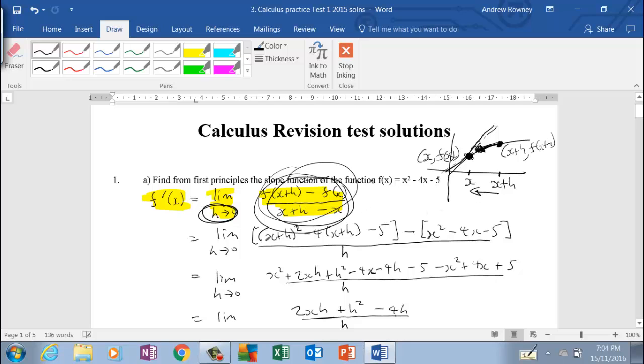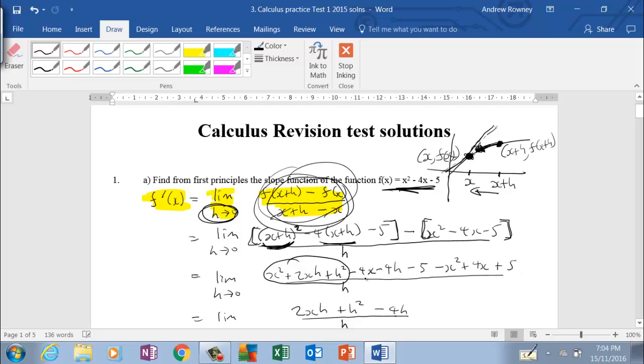So plugging into the function here, we're going to plug in x plus h. So it's (x plus h) squared, minus 4 times (x plus h), take 5. That is f of x plus h there. Then we subtract off f of x, and all divided by h, because the x's cancel out. Then we need to FOIL this one here. So there's first, outers, inners, last, done there.